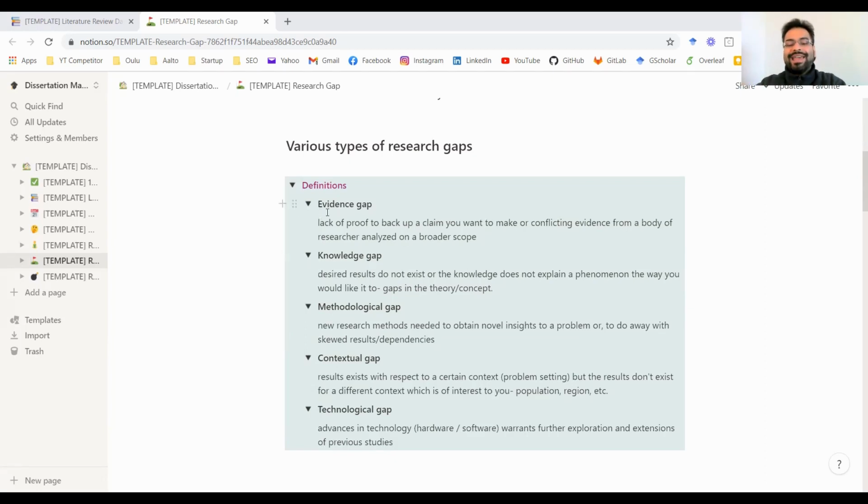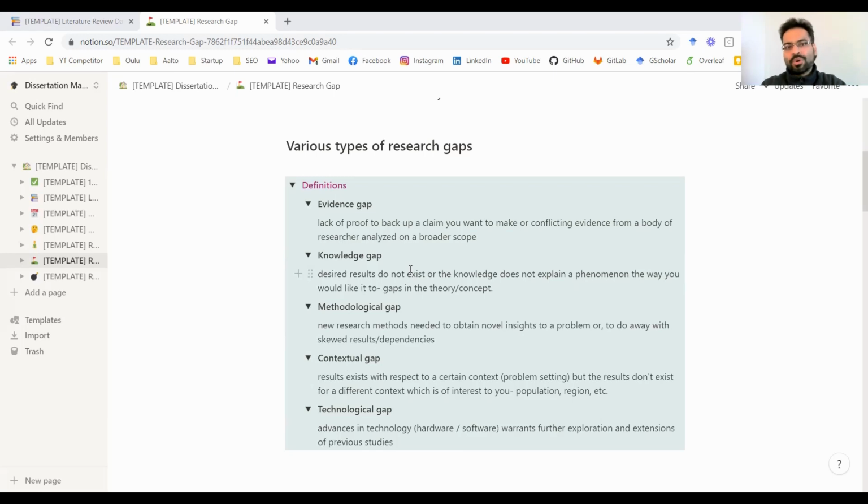First is an evidence gap. Imagine you want to make a claim or a conclusion in some aspect of your research. You've written down the statement, and as I said, research is not about something that's cool. It's an evidence-based study, so you need evidence to back up your claim. But you are struggling to find evidence for that statement or claim. There you have identified an evidence gap.